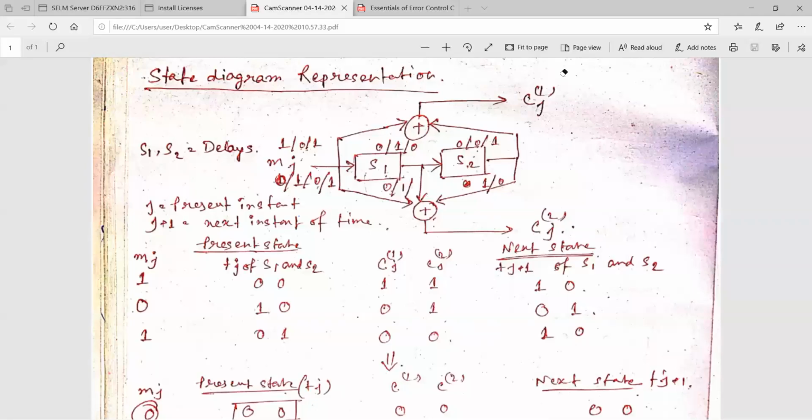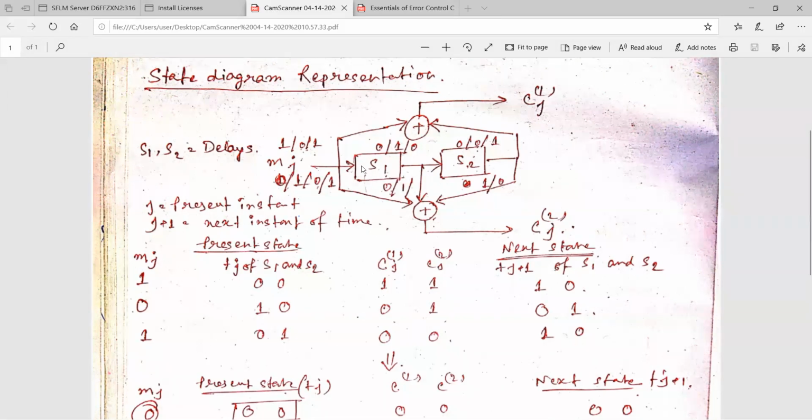Okay, so today we will start our short session about state diagram representation. You have already known this because in your digital electronic class you have already used the state diagram to represent the states of the counter, and here we have also used two delays.